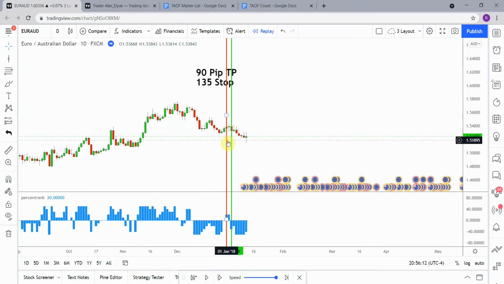Alright, so we picked up a first signal right here. It was a signal to the upside. We unfortunately got stopped out on that one as it turned around pretty quickly and went to the downside, giving us this short signal right here, which got us to take profit. So let's go ahead and move forward.